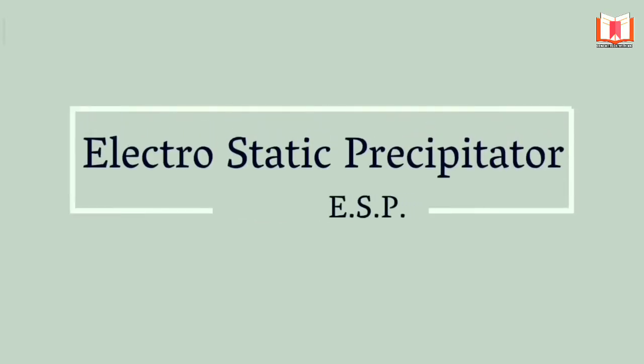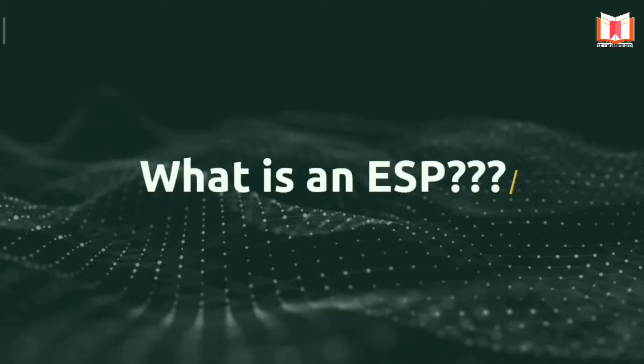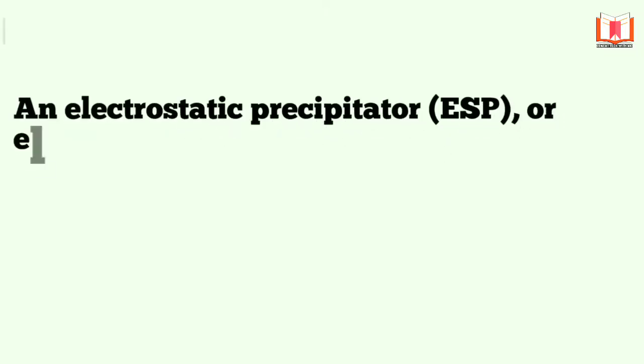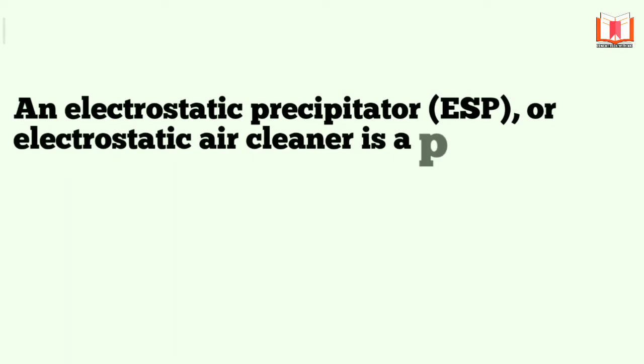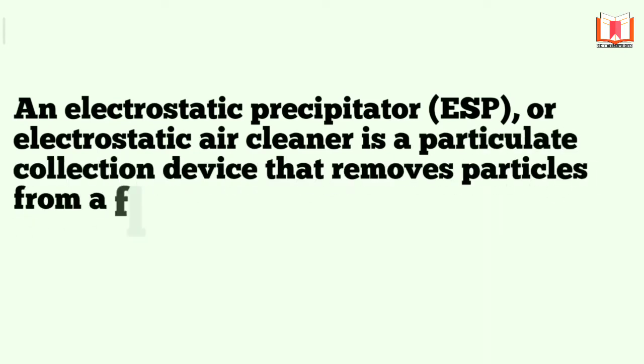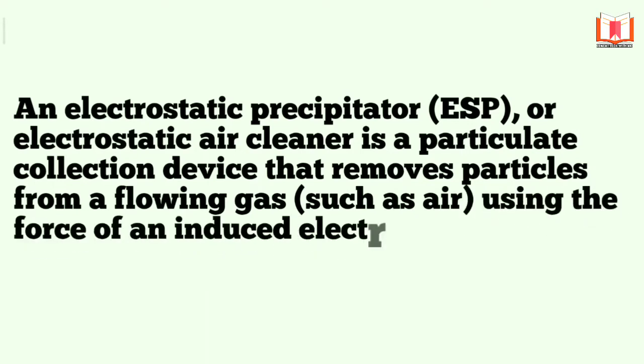Now today my topic is electrostatic precipitator, ESP. What is an ESP? An electrostatic precipitator, ESP, or electrostatic air cleaner is a particulate collection device that removes particles from the flowing gas, such as air, using the force of induced electrostatic charge.